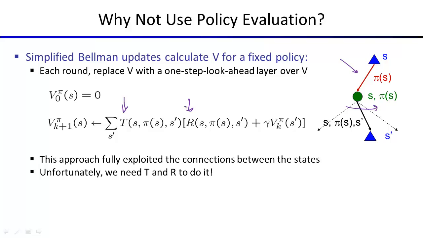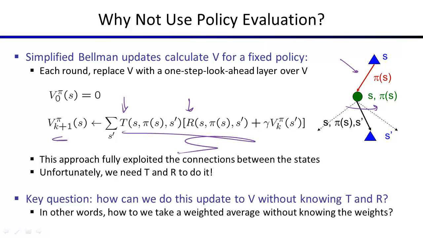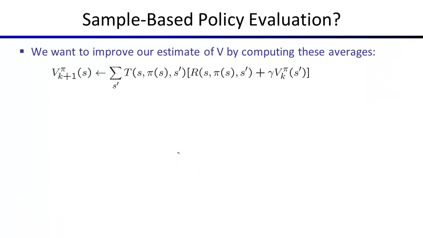We only get to know what did happen. So somehow we need to implement this average, this thing that says my value is an average of the one-step look aheads. So how are we going to do this update to V without knowing T and R? The answer is we're going to use the samples we experience to do the averages, just the same way that when we wanted to know the average age, we just picked some sample people and averaged them together. So the samples are going to come from our experiences.